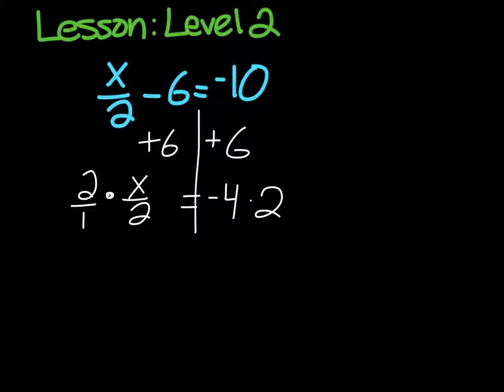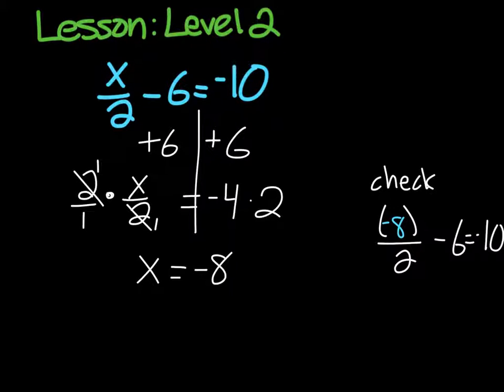So I am left with 2 and 2 cancel, so I just have 1x equals -8. A negative times a positive is a negative. Over to the right, I've set up my skeleton equation, substituting in my solution of -8. When I simplify this, I have -4 combined with -6 equals -10. This is true, and therefore I have the correct solution.